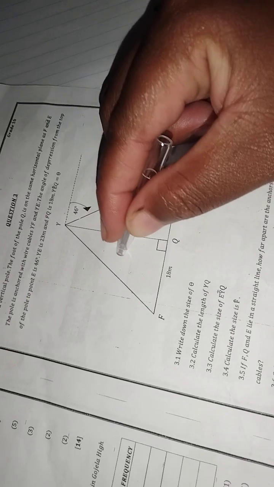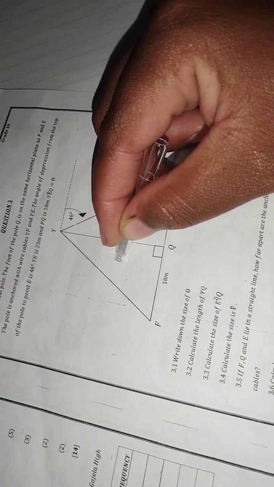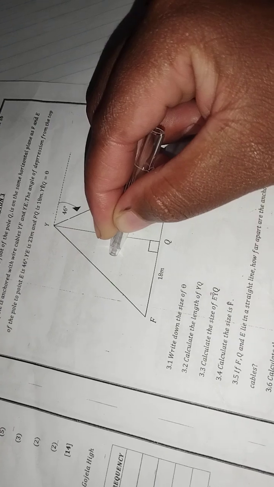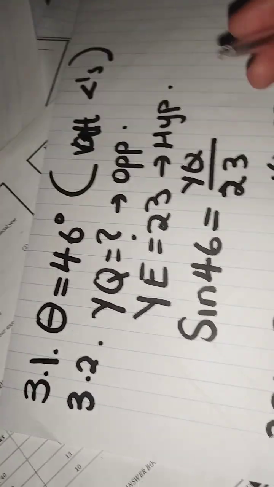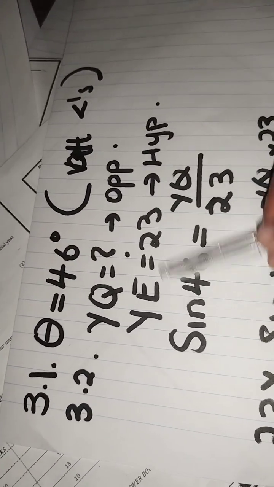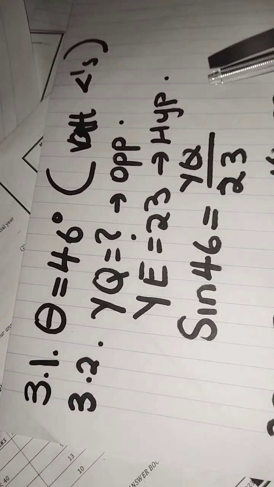3.2, but calculate YQ, is this side. Again, it is this side. So with reference to this theta, we have the opposite and the hypotenuse. So with hypotenuse and opposite, we use sine to get the YQ. So I used sine because my theta is 46, and I have my YQ as the opposite. This is 23. This is what I'm given.